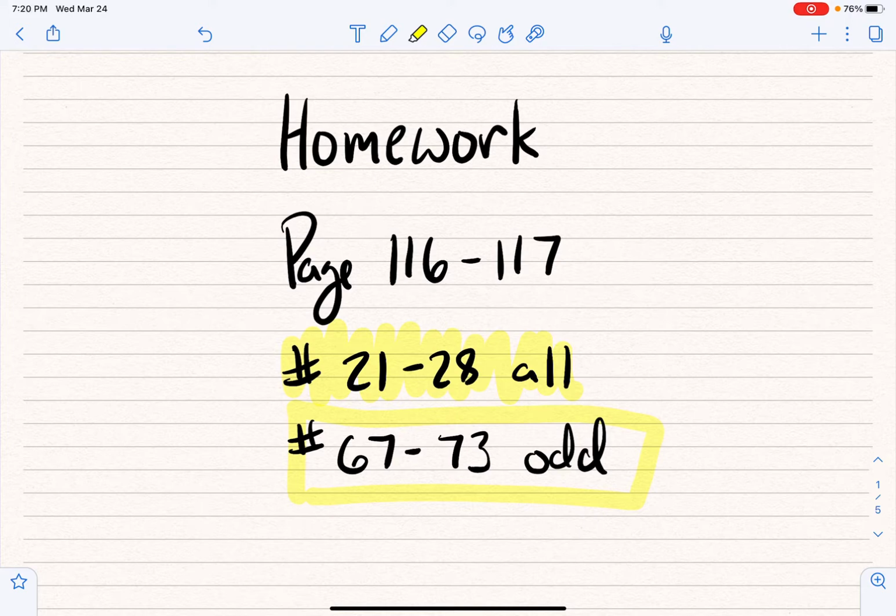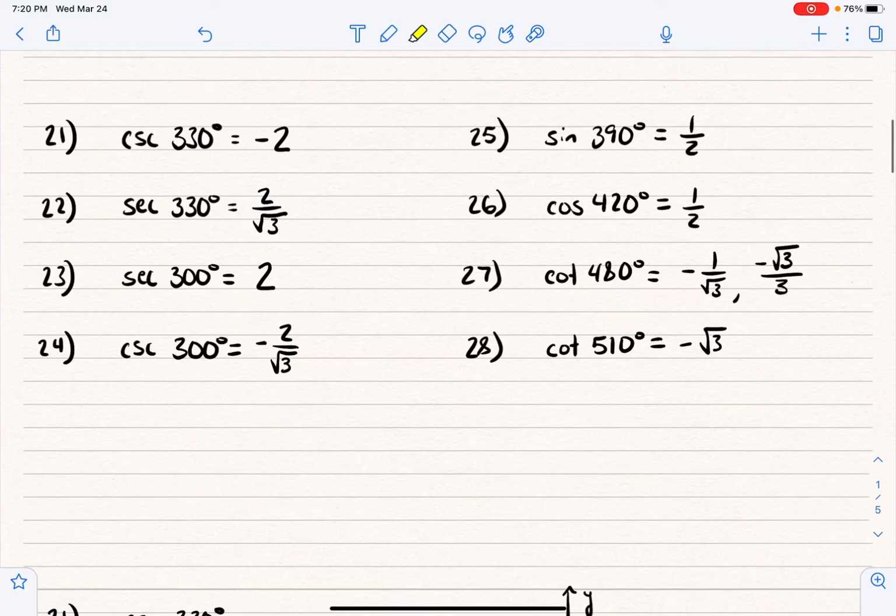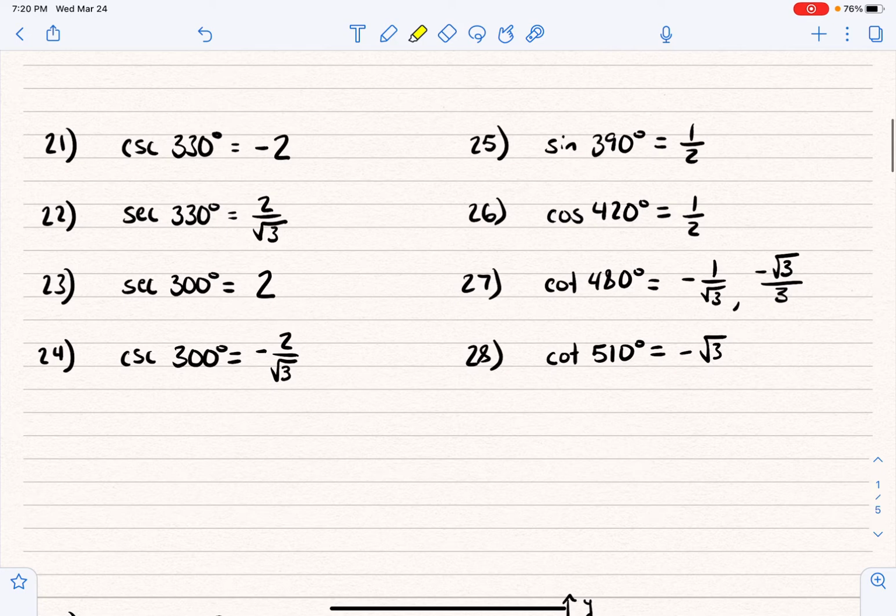I was encouraging people to try them because I wanted you to thoughtfully think through them because it was going to help prepare you for the things we're getting ready to do. But here's the deal. Let's talk about 21 through 28. Here's the answers. So go ahead and get out your homework and compare what you have to here. I know you have the odds in the back of the book, but you don't have all of them.